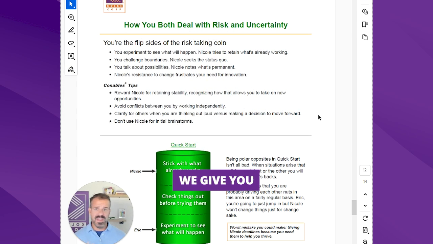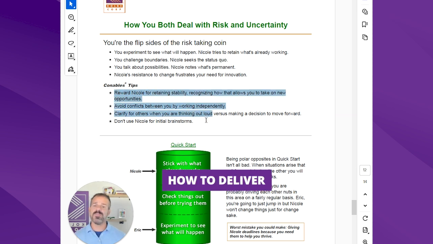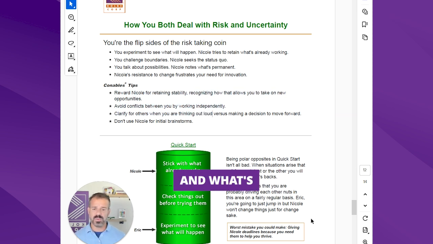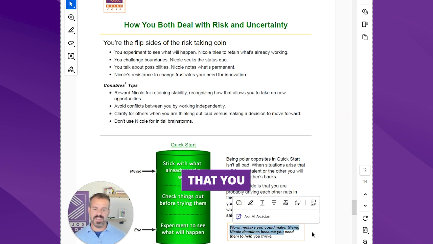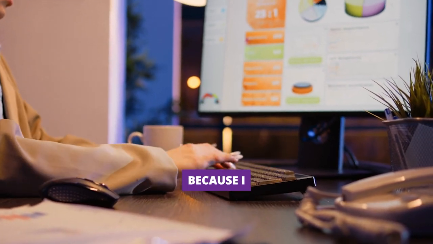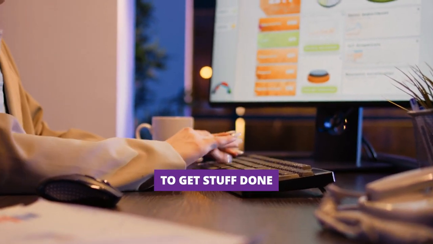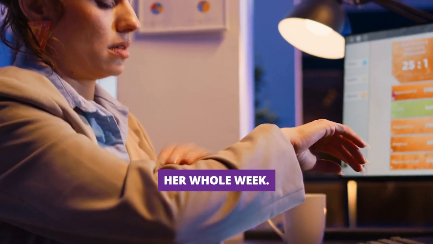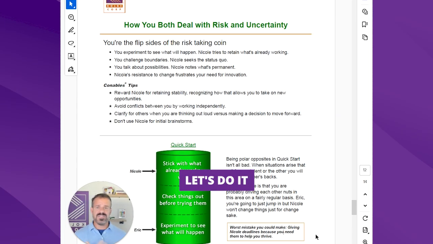And so we give you some tips on how to effectively work with this person, how to deliver messages to them. And what's really cool is we also let you know, here's the worst mistake that you can make. For me, if I just give Nicole a random deadline because I need her to get stuff done, that messes up her whole day, her whole week. Instead, let's do it in a way that works for her. So again, pay attention to those very large differences.